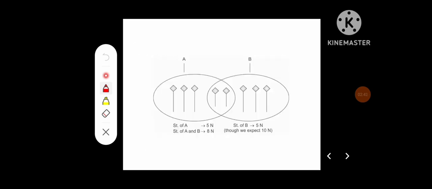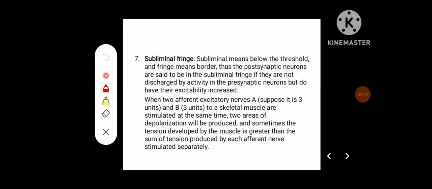So here this diagram shows that when A and B are separately stimulated, they will be able to excite 5 neurons each, and when they are stimulated together, they will be able to excite only 8 neurons, because some of the neurons are common to both A and B, and this property is called occlusion.